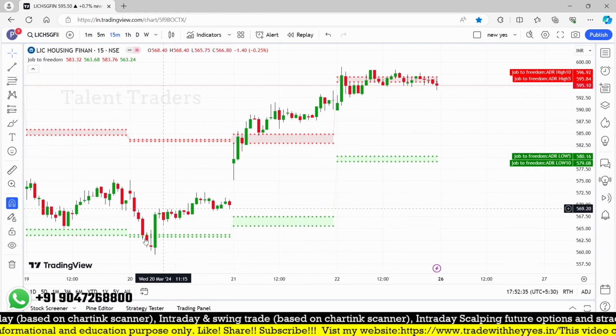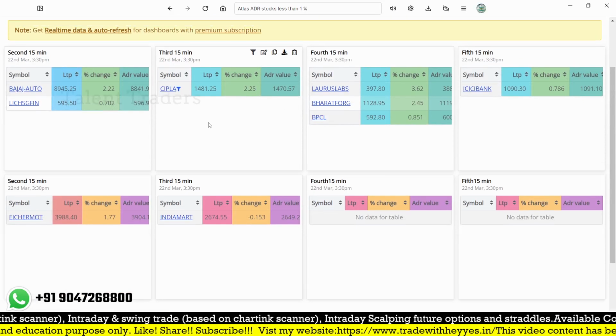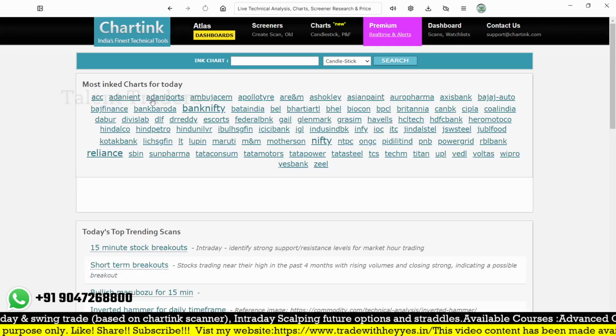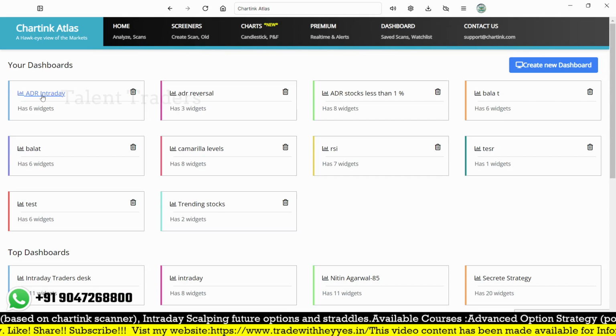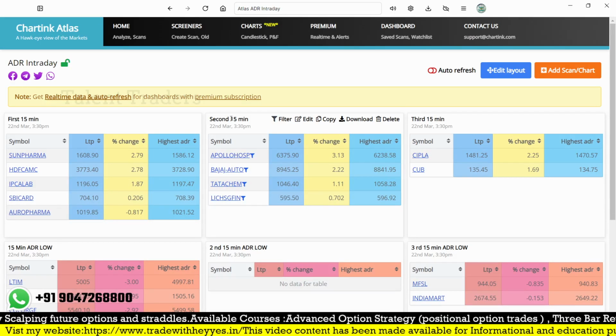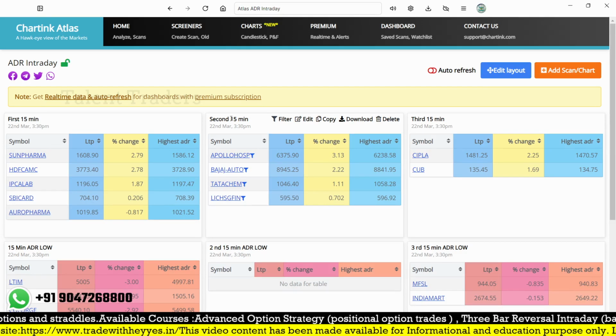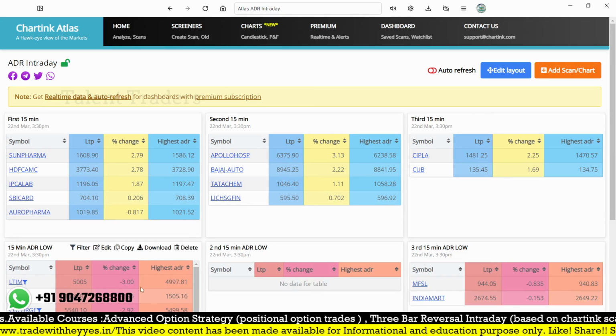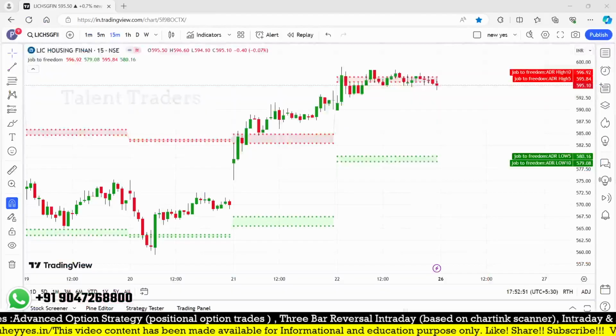We have a lot of dashboards for ADR. I'm going to discuss the first dashboard we created, the ADR intraday. In this ADR intraday, we find a lot of stocks. You can see the first 15 minutes: Sun Pharma and HDFC AMC, which is what happened in the last trading session.